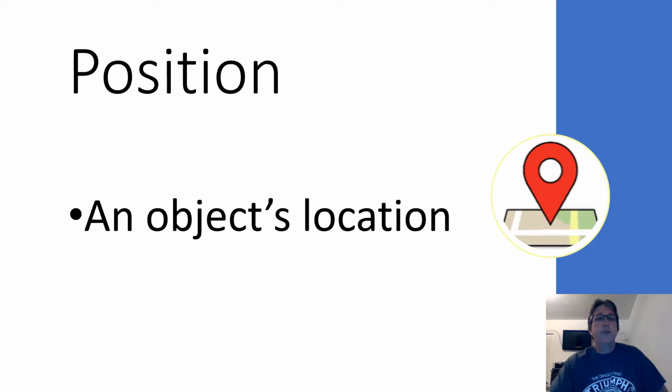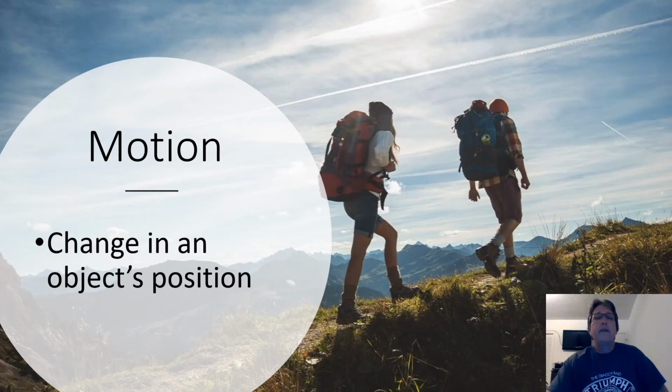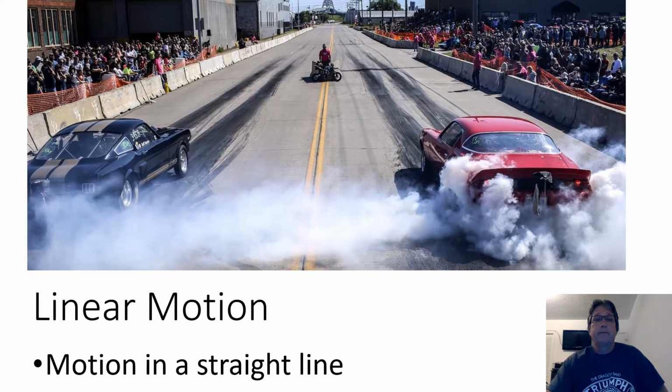First of all, there's position. That's an object's location. And then there's motion, which is defined as a change in position. Now, linear motion is a very special term given to motion in a straight line. Kind of like these two dragsters are going to attempt to do. They're going to attempt to race in a straight line.